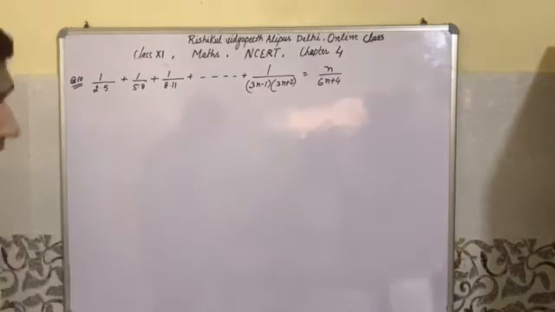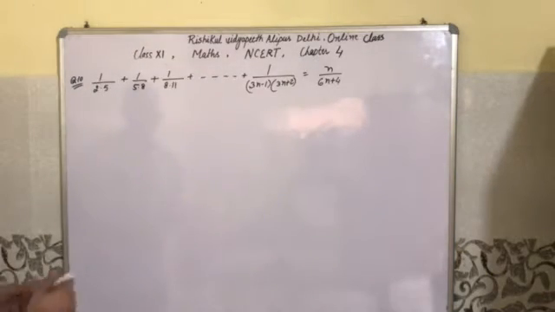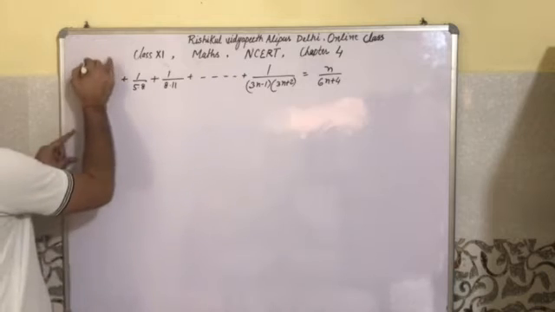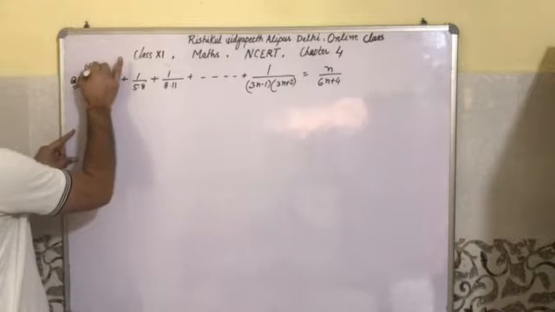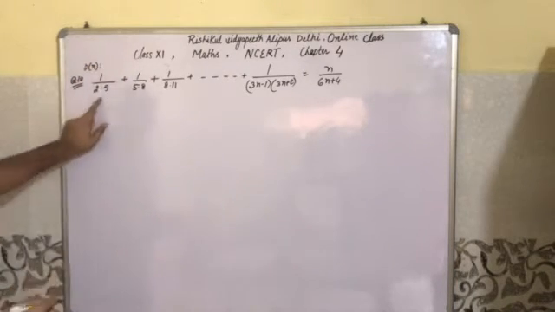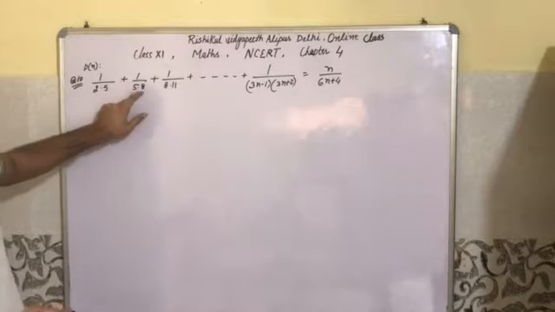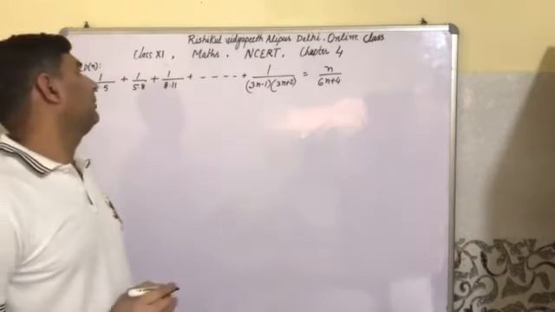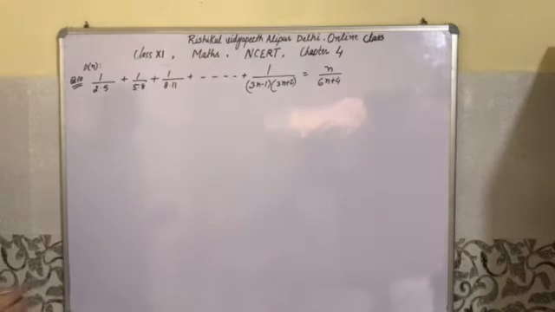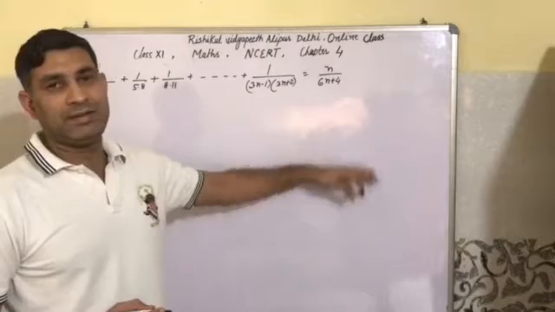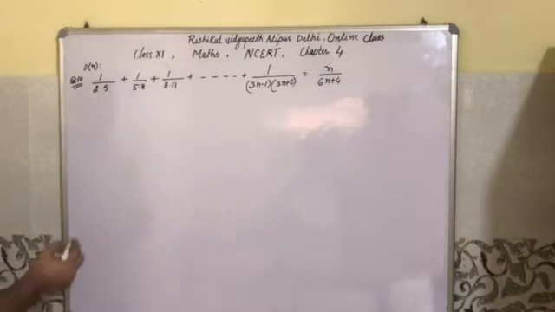Exercise 4.1, class 11th NCERT. In the previous lecture we discussed the first 9 questions, and now we start question number 10. Let P(n): 1/(2·5) + 1/(5·8) + 1/(8·11) + and so on up to 1/((3n−1)(3n+2)) = n/(6n+4). We have to prove this by the principle of mathematical induction.